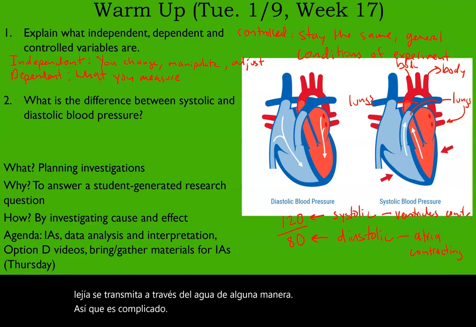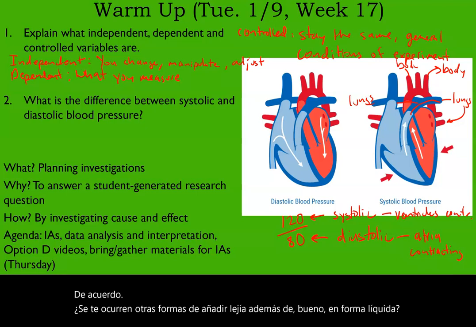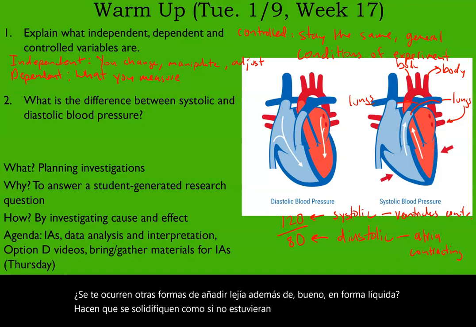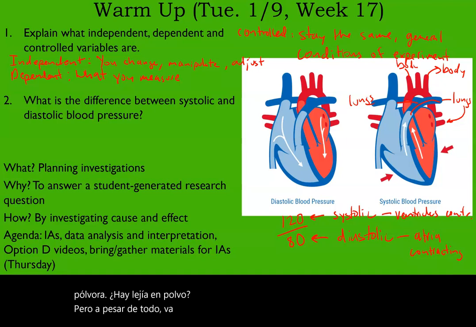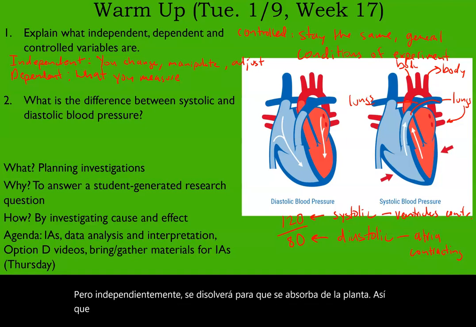Yeah. Okay. Can you think of other ways to add the bleach besides in a liquid form? They do make solid, like bleach tablets or something? Or is there powder bleach? But regardless, it's going to be dissolved for it to get absorbed by the plant. So just starting with liquid bleach is probably the easier way to go anyway.